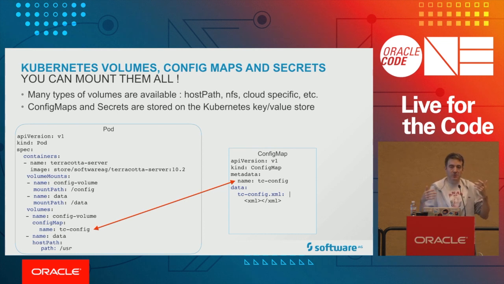So as you would expect, you can mount several types of volumes for your pods. Here in this example, I have 2 volumes. I have a config map, and I also have a volume with host path. Host path, as you would imagine, is mounting the worker node file system.